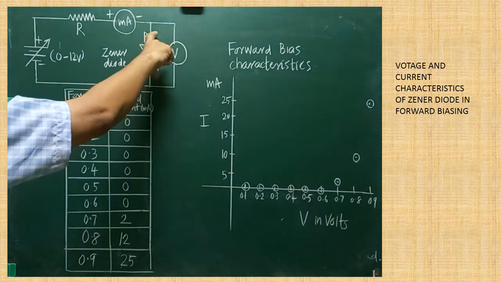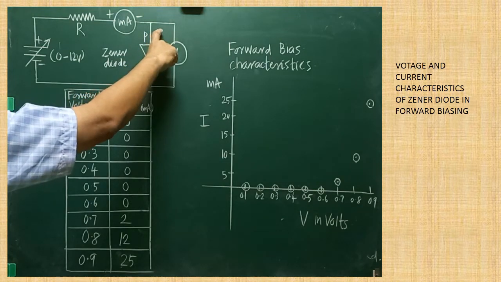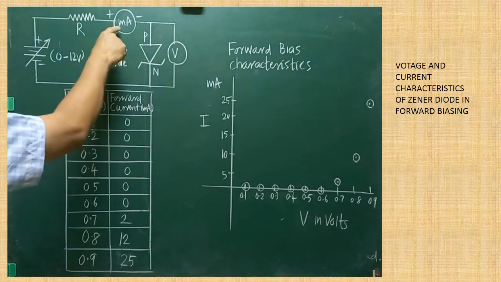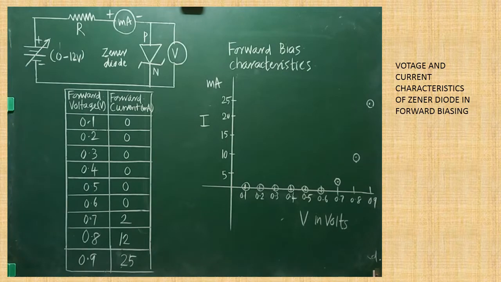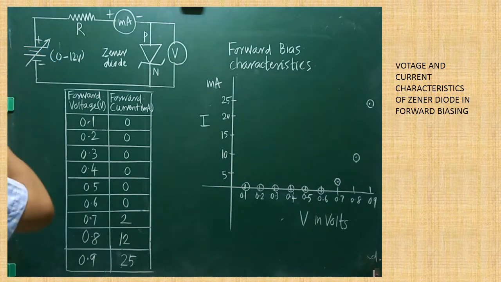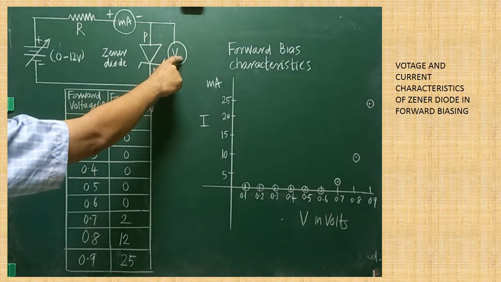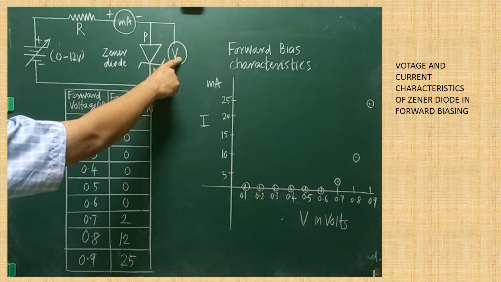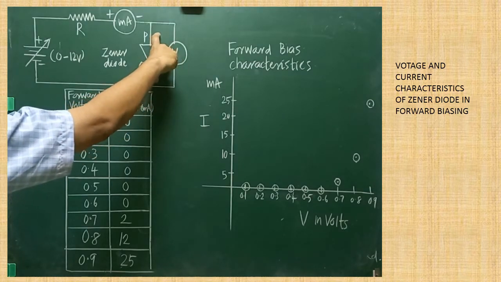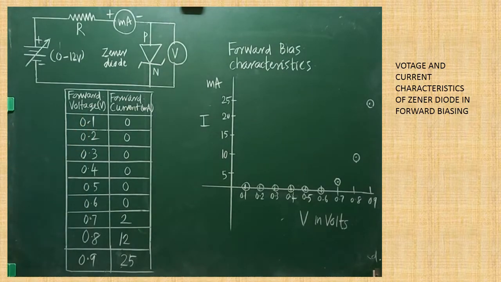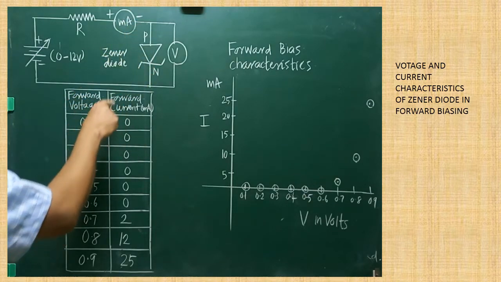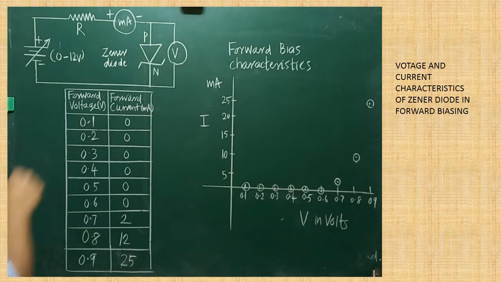Here the voltage across the Zener diode can be measured with the help of the voltmeter. The current passing through the Zener diode can be measured by the milliammeter. Are you clear? If you vary the voltage in the source supply, the corresponding variation can be observed in the voltmeter. So the voltage which is given across the Zener diode is called forward voltage. Correspondingly, there will be a variation in the current which is passing through the Zener diode. So the current passing through the Zener diode is called forward current.